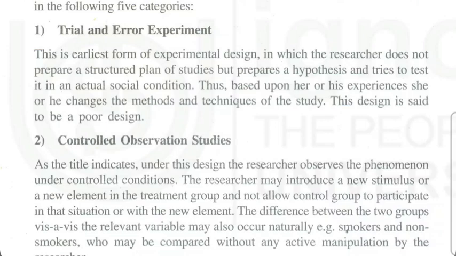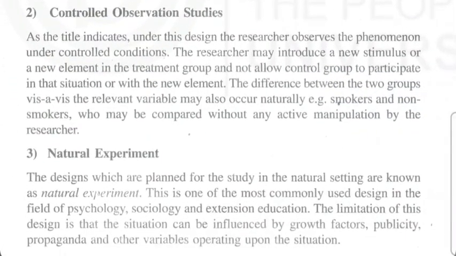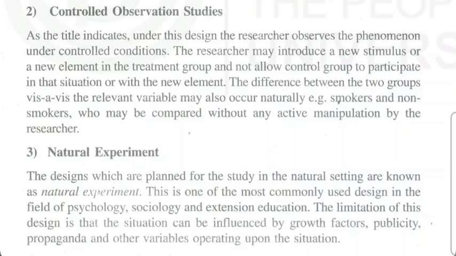2. Controlled observation studies. As the title indicates, under this design, the researcher observes the phenomenon under controlled conditions. The researcher may introduce a new stimulus or a new element in the treatment group and not allow the control group to participate in that situation or with the new element. The difference between the two groups vis-a-vis the relevant variable may also occur naturally, e.g., smokers and non-smokers, who may be compared without any active manipulation by the researcher.